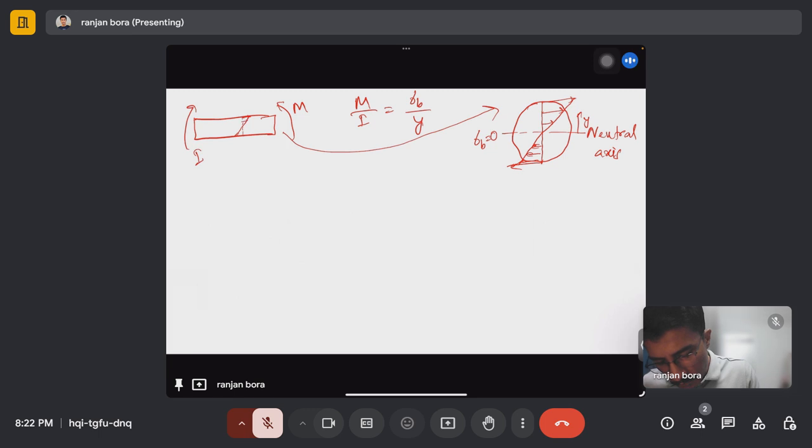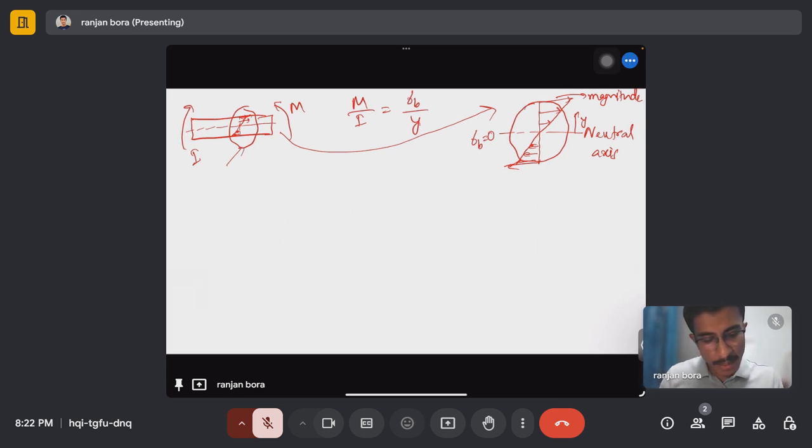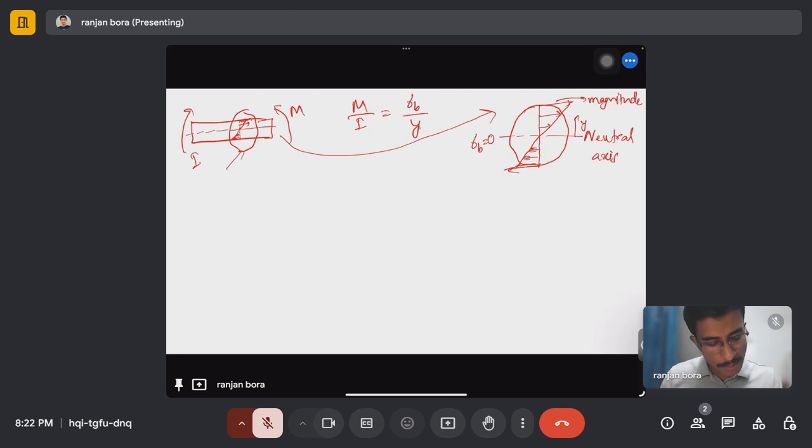It is like this. The portion above the neutral axis is getting a tensile load, and the portion below the neutral axis is getting a compressive load. These are the magnitudes in a cross section. This is not representing the direction of stress. The direction of stress is given in this figure. So we see that the stress is maximum at the outer periphery of the bone.